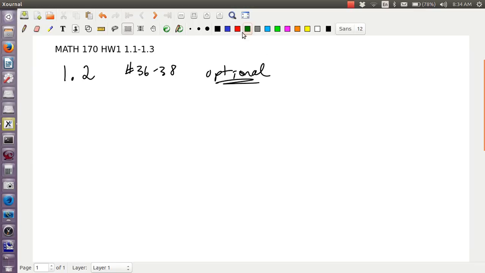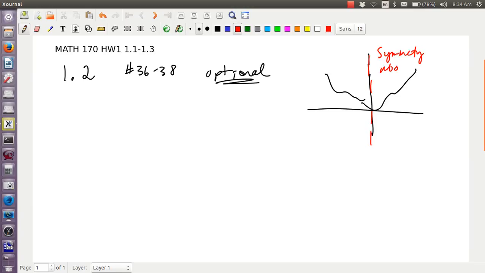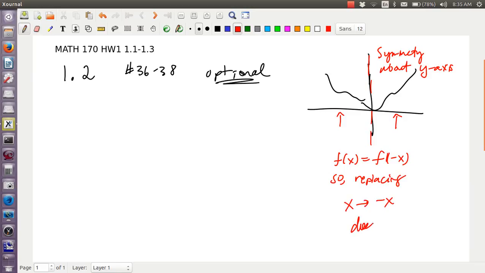So if you have a situation where you have this kind of symmetry, okay, a symmetry about the y-axis, then what you're noticing is that whether you're on x or negative x is the same. f of x equals f of minus x. So replacing x with negative x does nothing to the function. You just get a whole bunch of negatives that cancel each other out.